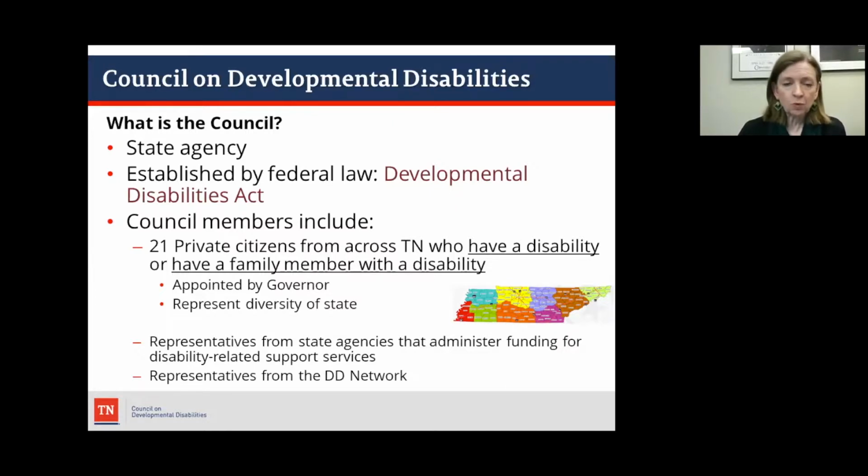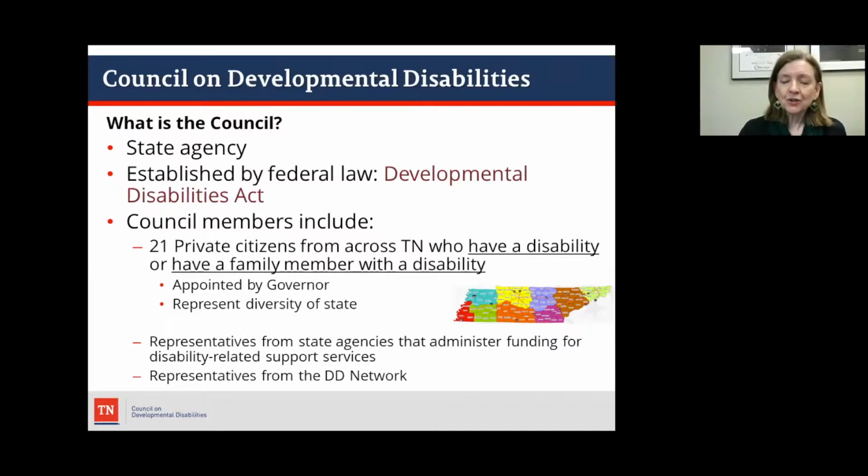The members are appointed by the governor, and we take great care in our state, spend a lot of time in recruitment, toward making sure that the members on the council represent the diversity of the state in terms of geographical areas, but also different disabilities: sensory disabilities, intellectual disabilities, occurring at different points in life. So we want a very diverse group, and we believe we maintain that all the time.